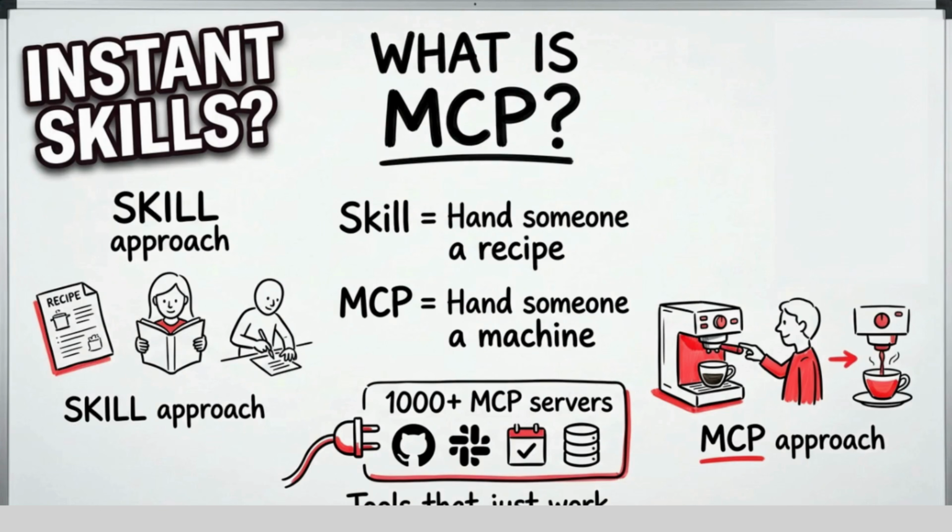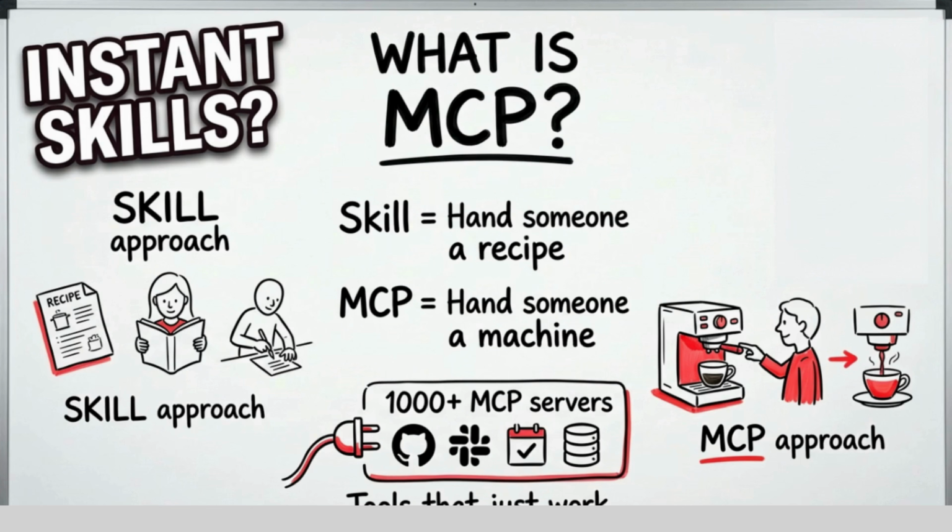Now there is a second way to give your AI new abilities. It's called MCP, which stands for Model Context Protocol. With skills, you teach the AI how to perform a task. But with MCP, you give the AI a ready-made tool that already knows how to do the task.